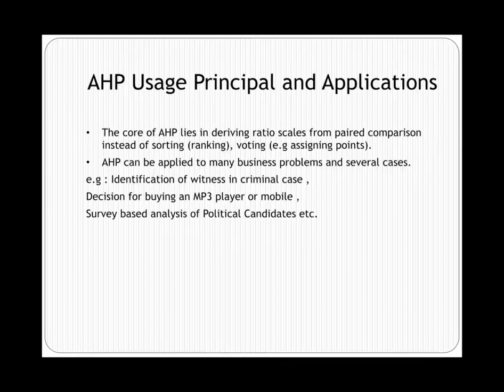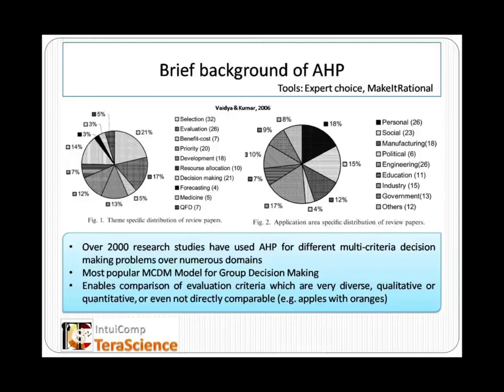The core of AHP lies in deriving ratio scales, as I just talked about before, from paired comparison instead of sorting or voting. AHP can be applied to many business problems in several cases. For example, identification of a witness in a criminal case, a decision for buying an MP3 player or mobile, and the survey-based analysis of political candidates.